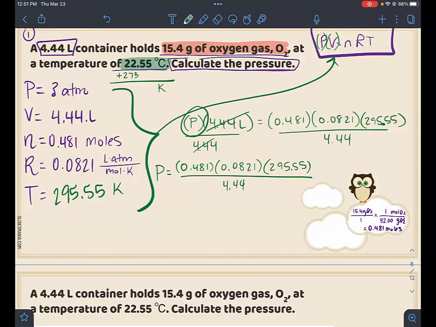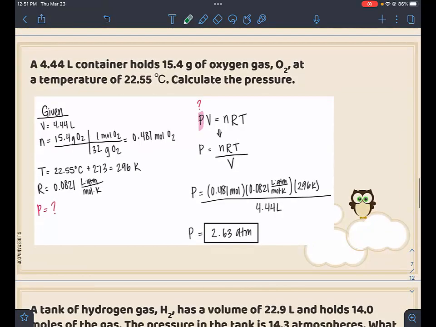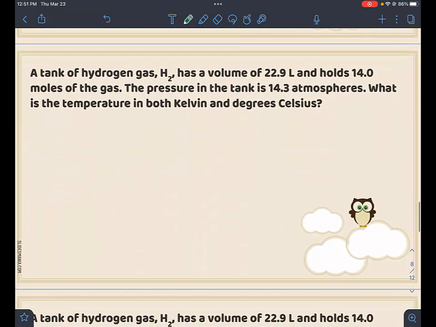All right, so our pressure is 2.63, and the pressure in an ideal gas law scenario is in atmospheres. So 2.63 atmospheres is our answer. Nice job. Let's move on and try number 2.